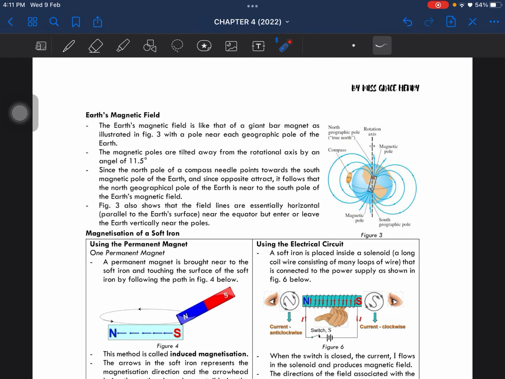Okay, I explained that one. So the figure also showed that the field lines are essentially horizontal, which is basically parallel to the Earth's surface lah.